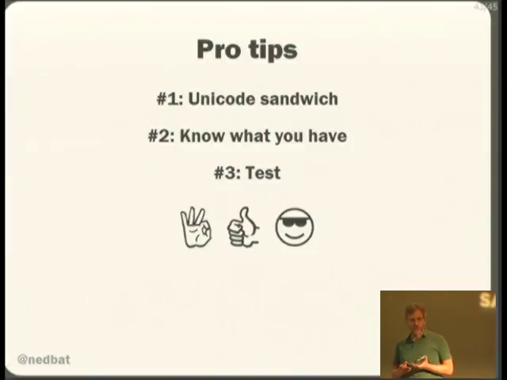And the 3 pro tips are: 1, write your code as a Unicode sandwich. It's all Unicode on the inside. If you find a byte string in there, find out where it came from, go all the way back to the source, and decode it when you get it. And then hold on to Unicode all the way until the end. 2, make sure you know what kind of strings you're dealing with, bytes or Unicode. And 3, test everything. And if you do that, then you'll be okay. And you'll have like the okay sign and the thumbs up and the smile with the sunglasses.